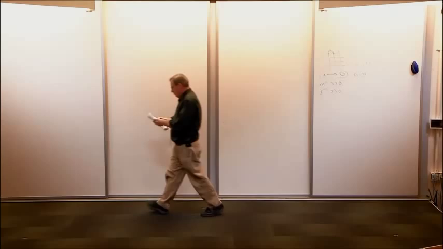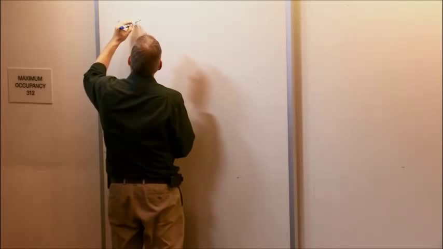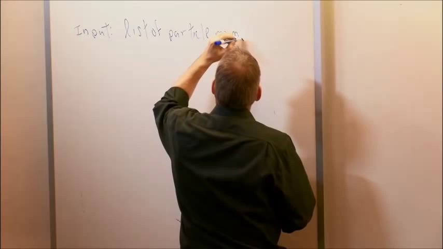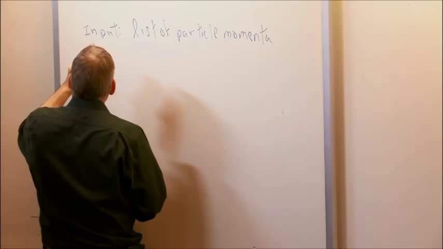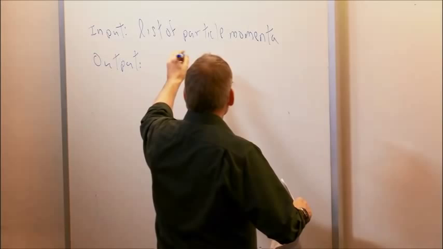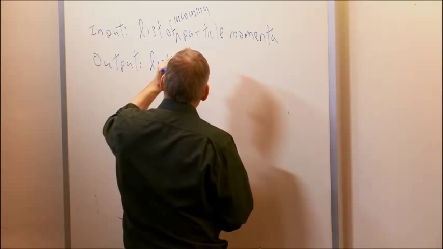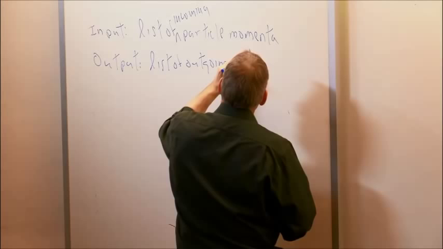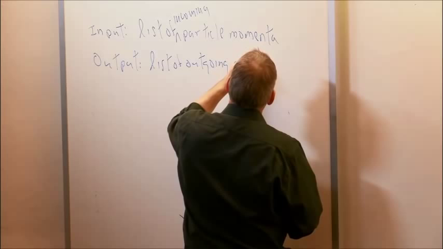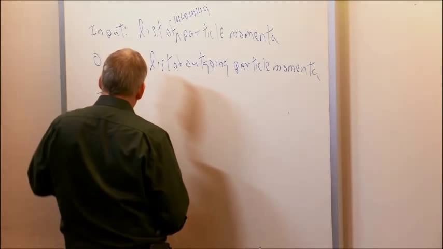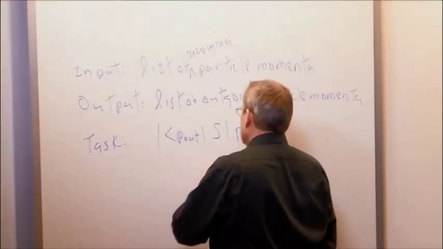We have an input, which is some list of particle momenta. And what we want to output, this is a list of incoming particle momenta, particles which are going to collide. And we want to output a list of outgoing particle momenta. And what we're trying to do is to sample with reasonable accuracy from the probability distribution of states that we can get. This is the S matrix.